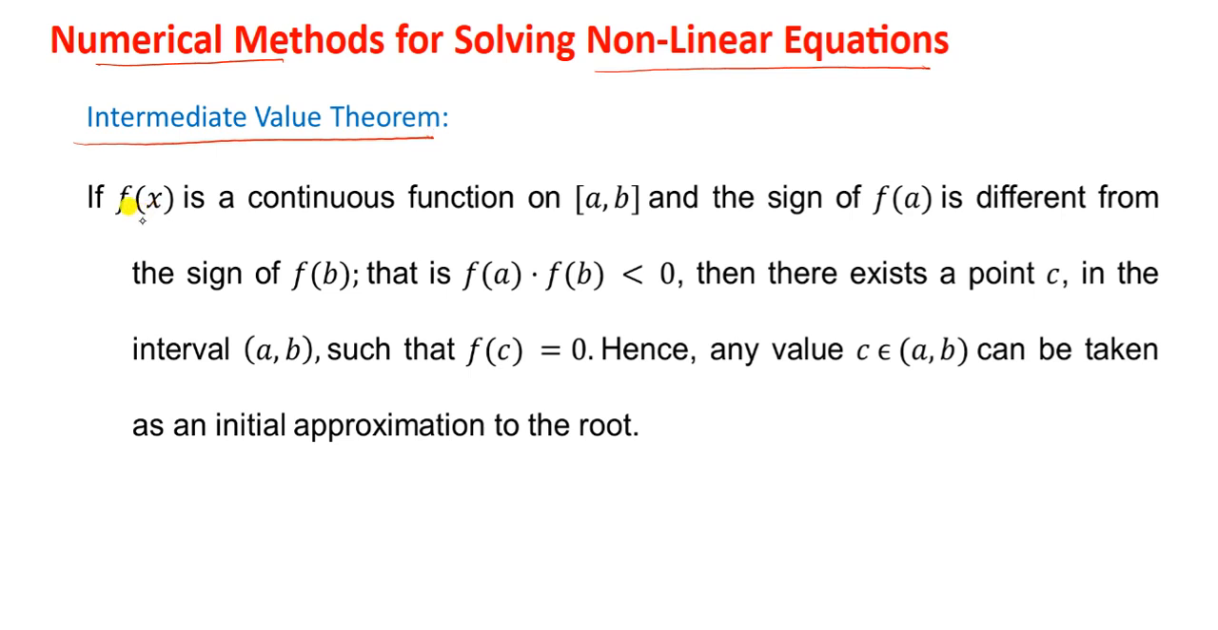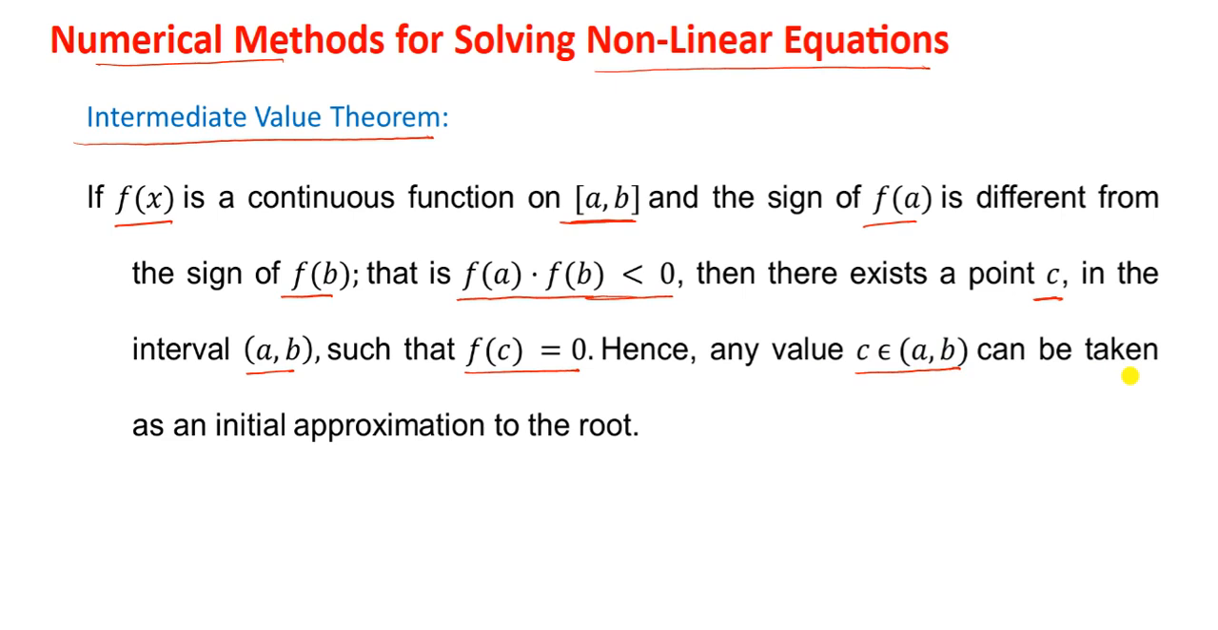So if f of x is a continuous function on the closed interval [a, b] and the sign of f of a is different from the sign of f of b, that is, the product of both functional values should be less than 0, then there exists a point c in the interval [a, b] such that f of c is equal to 0. Hence any value c belonging to the open interval (a, b) can be taken as an initial approximation to the root.